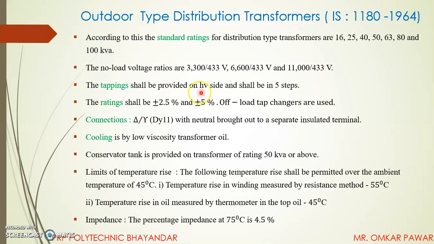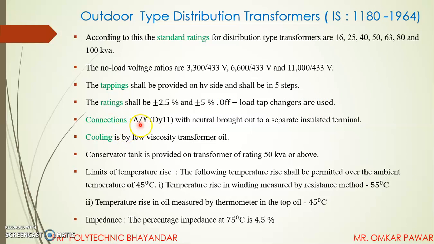The tappings shall be provided on the high voltage side, that is the primary side, and shall be in 5 steps. While load is increasing, there is a sudden demand, so voltage drop takes place. In order to supply constant voltage to all the customers, we provide tapping. The ratings shall be plus minus 2.5% and plus minus 5%. So off-load tap changers are used.